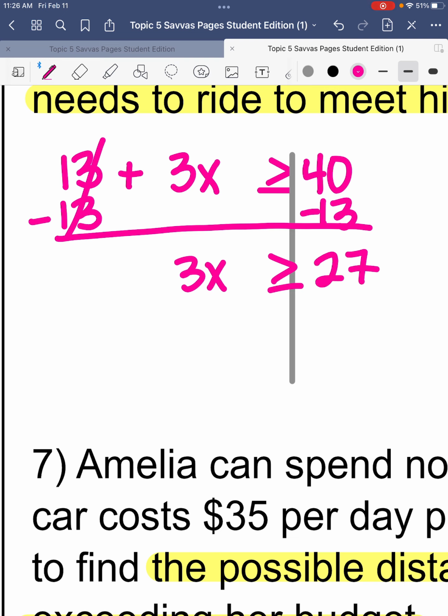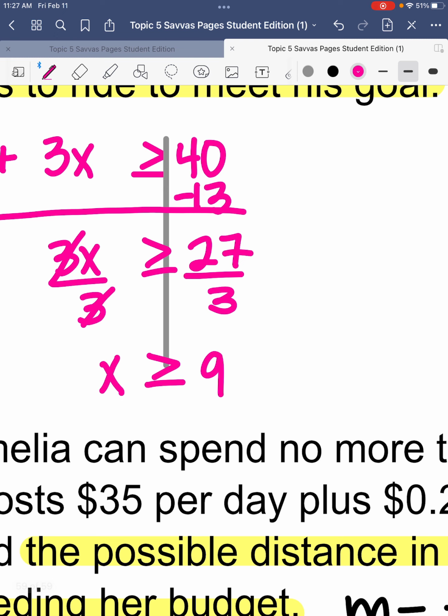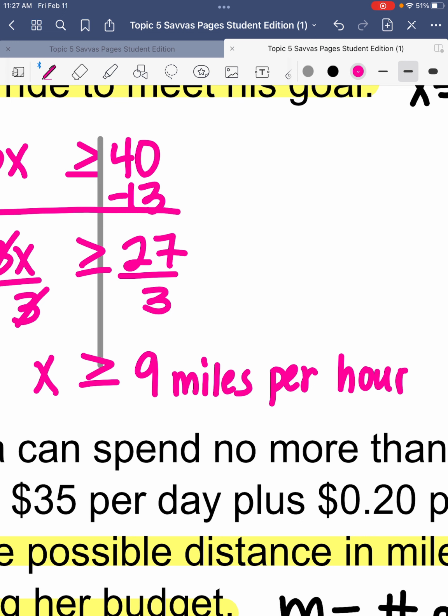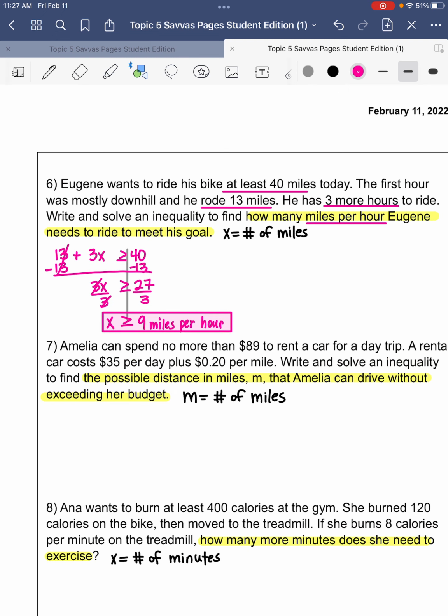Now to get that x by itself, I'm going to divide by 3 on both sides. On the side with the x, the 3's cancel out and x is by itself. Now right here, I was dividing by 3, a positive number. So does my sign change? Nope, it stays the same, greater than or equal to. And on the other side, 27 divided by 3 is 9. So what does this mean? He needs to ride at least 9 miles per hour to reach his goal. So he needs to ride greater than or equal to 9 miles per hour to reach his goal. Okay, moving on to number 7.